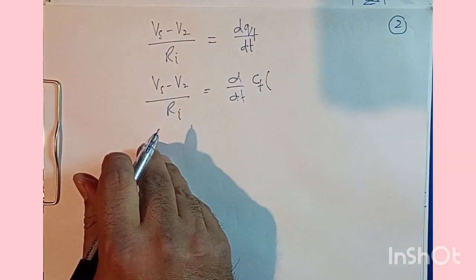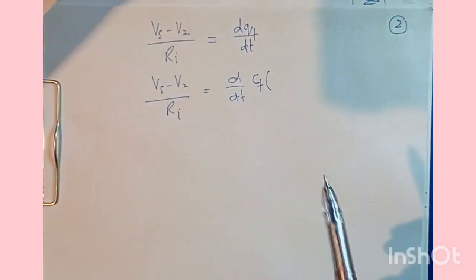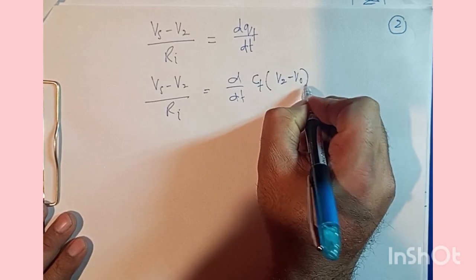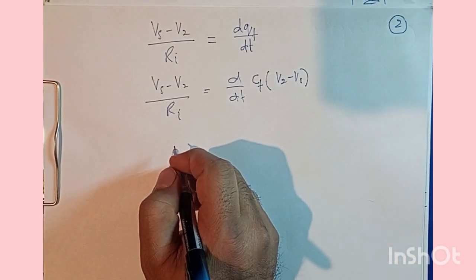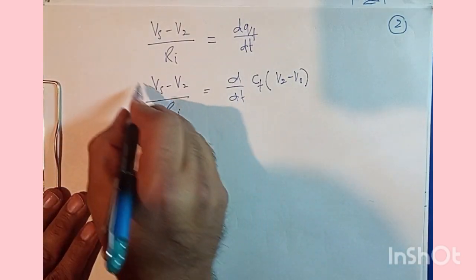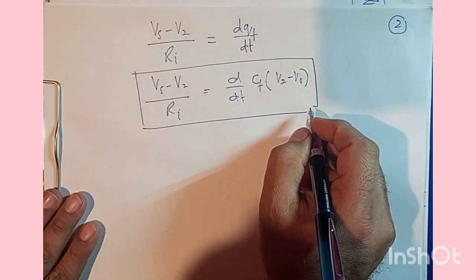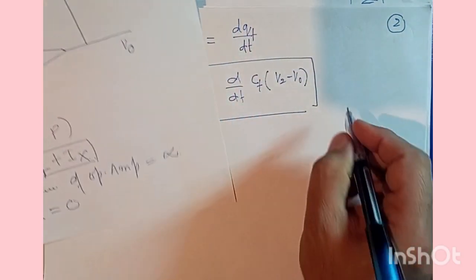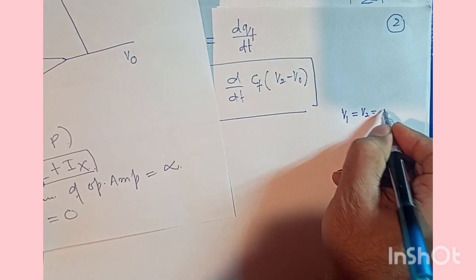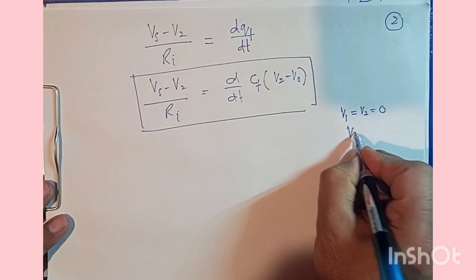Now what is V in this case? What is the potential difference? That is V2 minus V out. So here I'm going to write V2 minus V out. I think that should be clear. Now let's move on. What should I do now? I should use the concept of virtual ground. The concept is simple: V1 is 0, that means V2 should also be equal to 0. This is because of virtual ground.